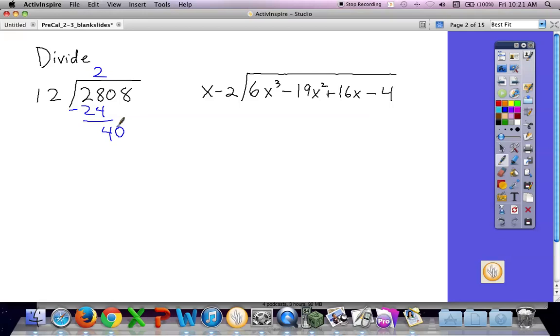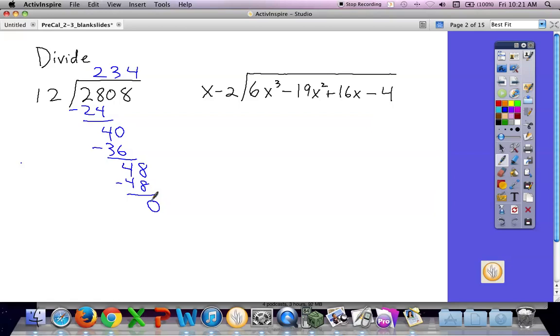Does 12 go into 40? Yeah, it goes 3 whole times, right? So 3 times 12 is 36. Subtract, you get 4. Bring down the 8. And does 12 go into 48? 4 times. So 4 times 12 is 48. You subtract, and you get 0. What does it mean that our remainder is 0?